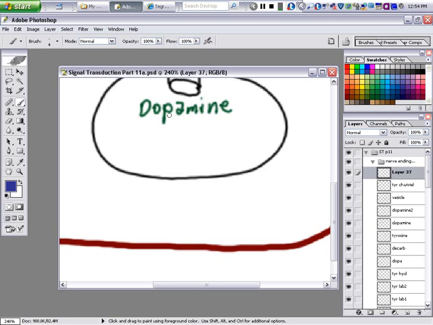And so there's the very last step. We're going to convert dopamine into norepinephrine, and the enzyme that does that is dopamine beta hydroxylase. That happens in the vesicle. That last step happens inside the vesicle.